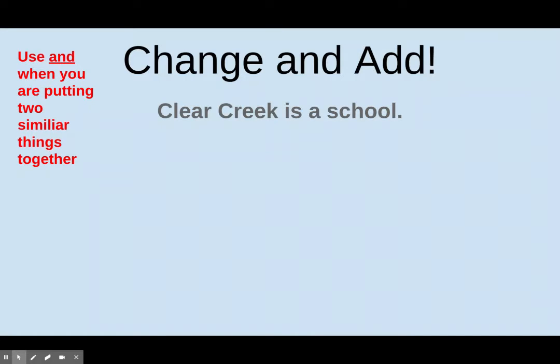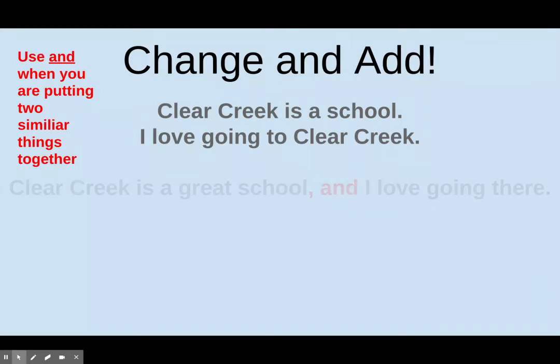Clear Creek is a school. That is a statement. It's very good. Clear Creek, your subject. What is it? A school. Period, capital, proper noun is capitalized. Beautiful. I love going to Clear Creek. Great sentence. All right. Put it together.